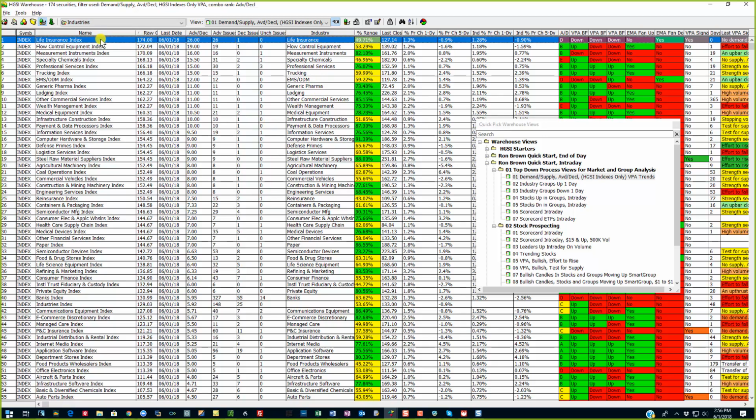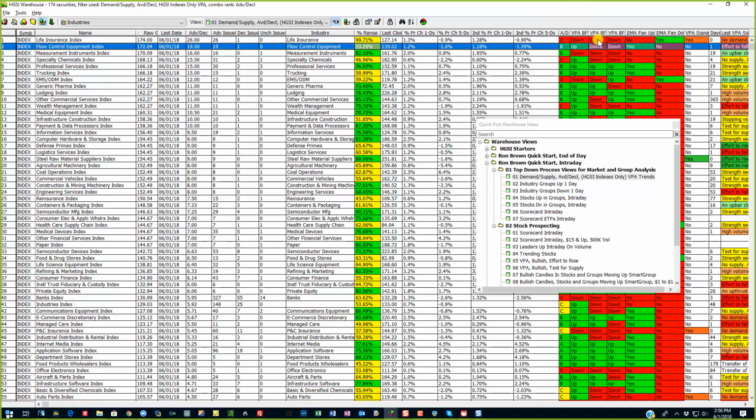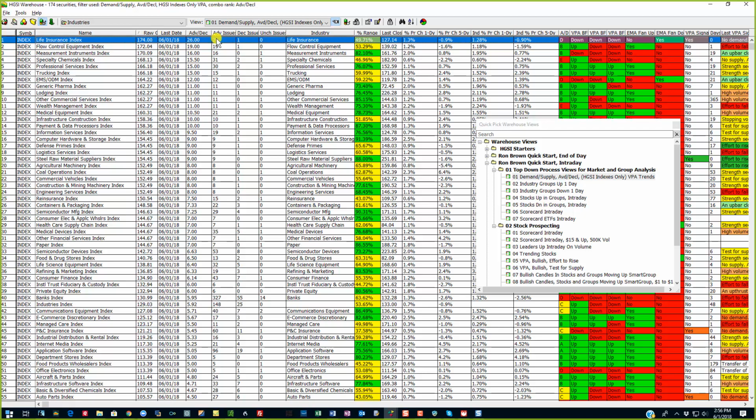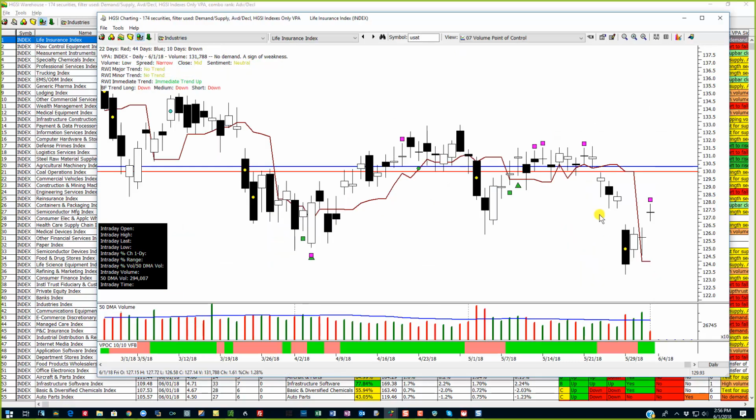Now you can go top down from here. What I look at first though is I go over here and I see that this life insurance index has accumulation of D, the VPA best fit long-term, medium, and short-term trends are down, and the fan is down. What does that tell me? It tells me that they're bottom fishing, these life insurance stocks. This is the index, and here is the candle that I just created.